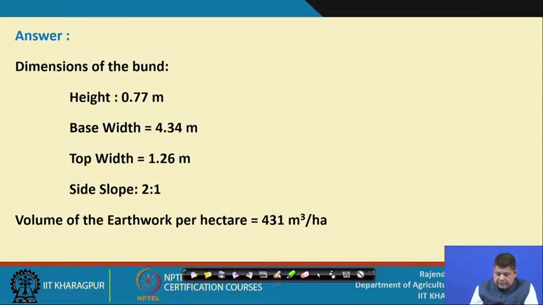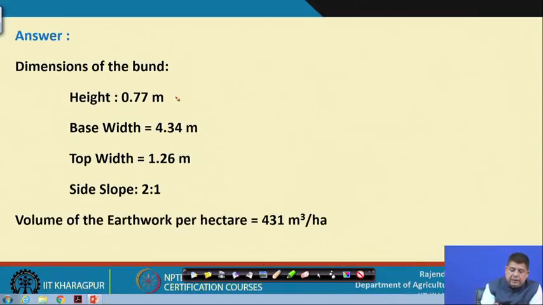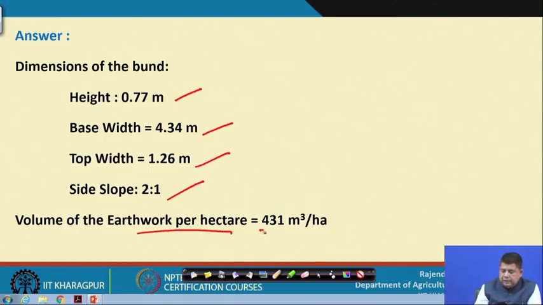So, the final answers are the dimensions of the bund: height equals 0.77 meters, base width 4.34 meters, top width 1.26 meters, side slope 2:1, and volume of earthwork per hectare 431 cubic meters. So, this is what the answer will be.